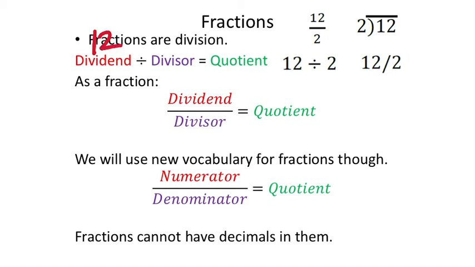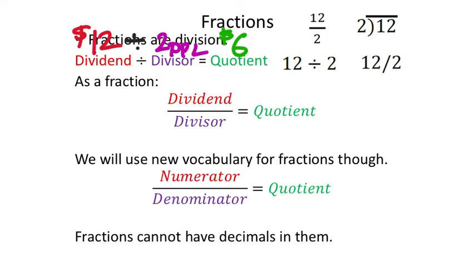So if you had $12, let's say, and you're going to split it up between 2 people, then the quotient will tell you how much each person gets, and that would be division, right? Because you're going to split it up equally. Well, each person here would get $6, okay?